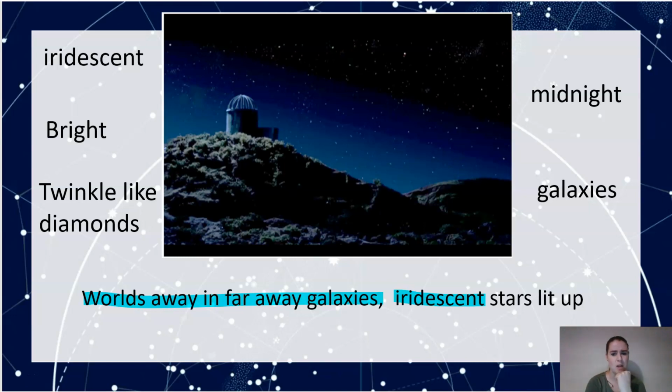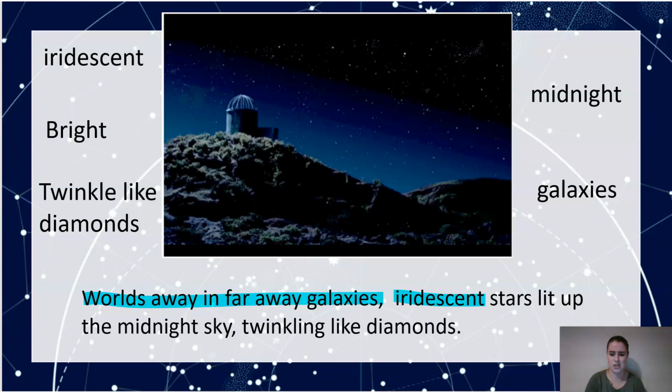Well, I've got bright. Well, actually, I'm looking here and I've written twinkle like diamonds. So I think, do you know what? I'm going to up-level this. And I'm going to write a simile in here. So stars lit up the midnight sky, twinkling like diamonds, okay? Now, not only did I just say iridescent stars lit up the sky like twinkling diamonds, I've added midnight sky. So again, I've got my additional adjective in there and I've got my simile.